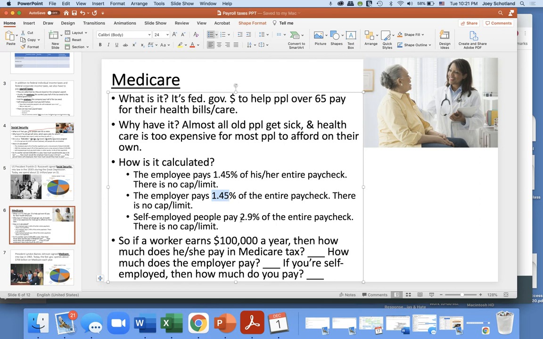Self-employed people pay 2.9% of the entire paycheck. So again, self-employed people have to pay both halves. 1.45 is the worker's half, 1.45 is the employer's half. Self-employed people who work for themselves have to pay both halves. So, if a worker earns $100,000 a year, then how much does he or she pay in Medicare tax? How much does the employer pay? And if you're self-employed, then how much do you pay?